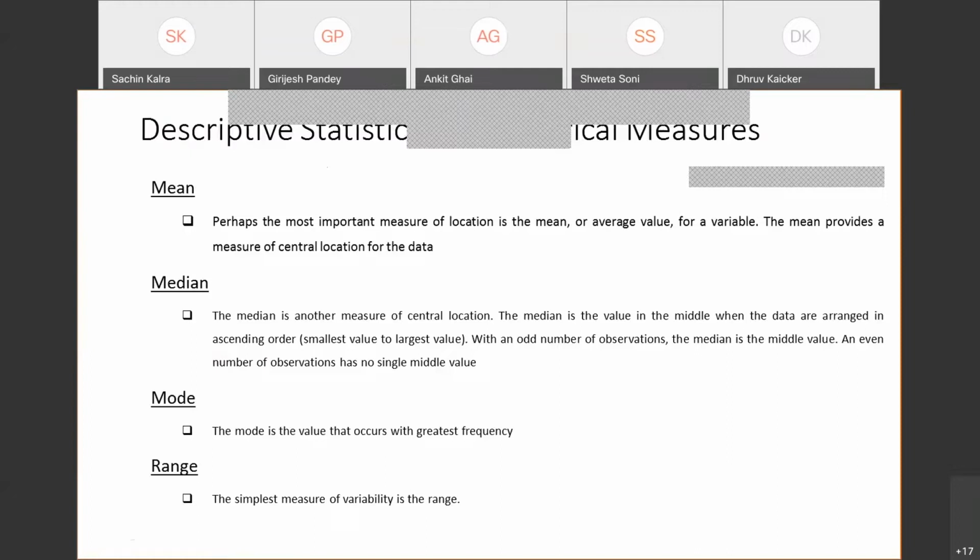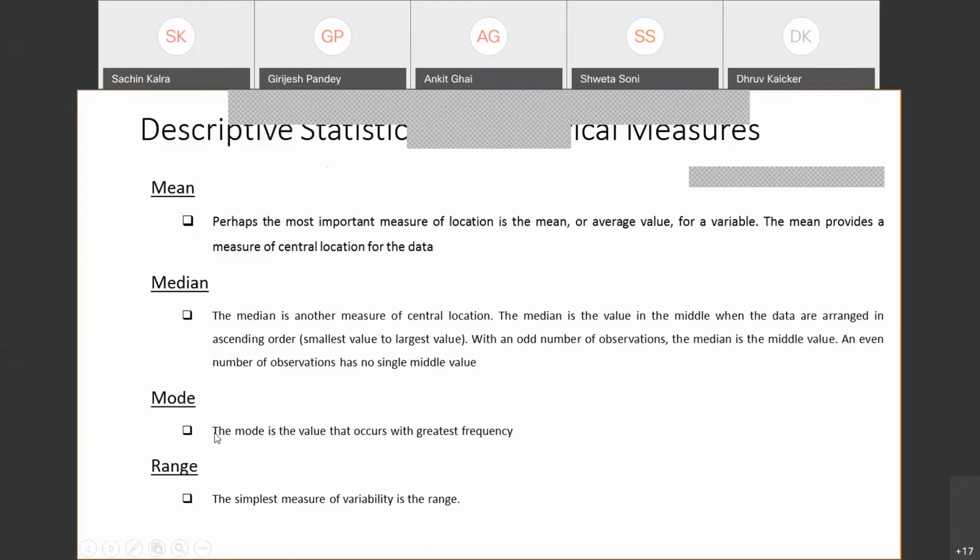Now with an odd number of observations, it's easier to find the middle term. Suppose we have five terms, then the third term is going to be the middle one. But what if we have an even number of observations? Let's suppose we have six terms. In that case, we don't have a single middle value; we have the third term and the fourth term. So to calculate the median, we take the arithmetic mean of the third and fourth observations, and that would be called the median.